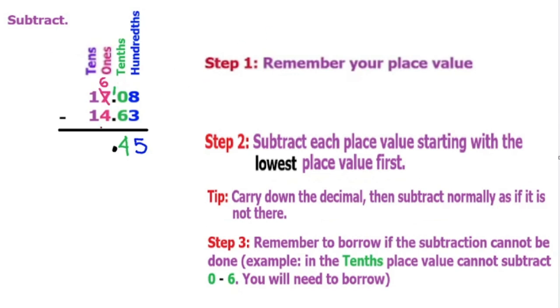So 6 minus 4 is 2. And then 1 minus 1 is nothing. We don't put 0 here. We just leave it blank. So the answer is 2.45. And that's the end of this lesson.